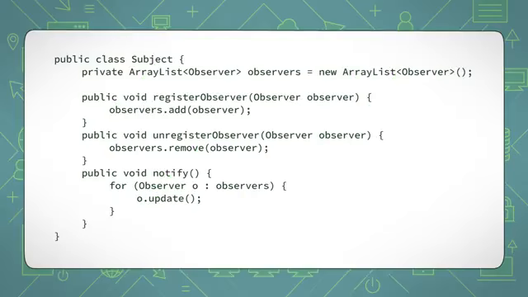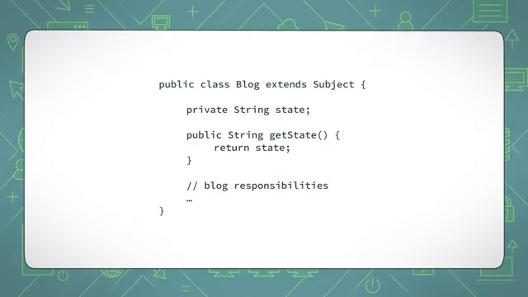Now it's time to take a look at some Java code for the observer pattern. Let's see what the code for the subject superclass looks like. The register observer method adds an observer to the list of observers. The unregister observer method removes an observer from the list, and the notify method calls an update upon each observer on the list. Next, the blog class is a subclass of subject, which will inherit the register observer, unregister observer, and notify methods, and have the other responsibilities of managing a blog and posting messages.